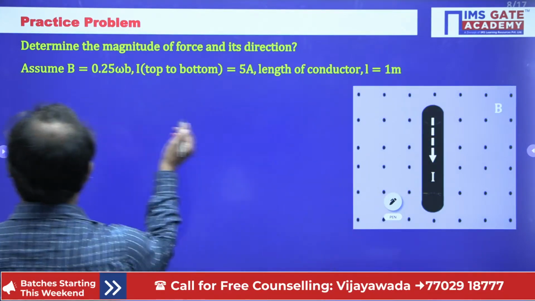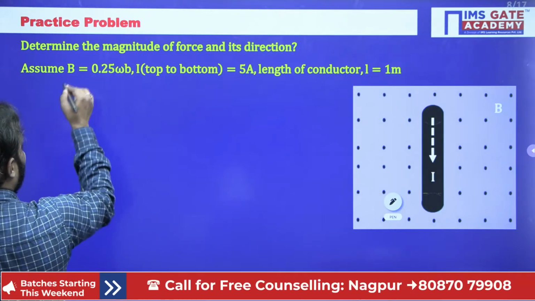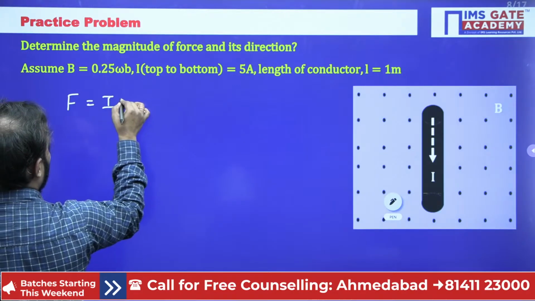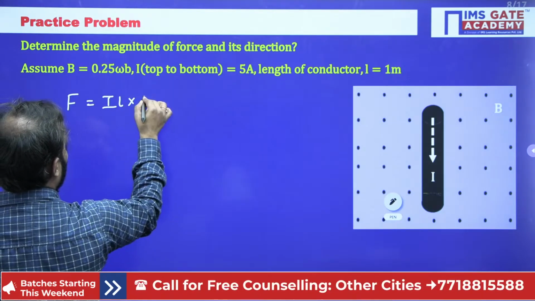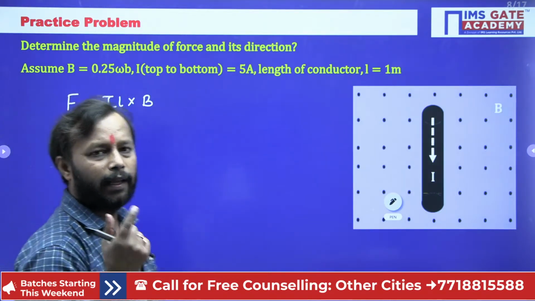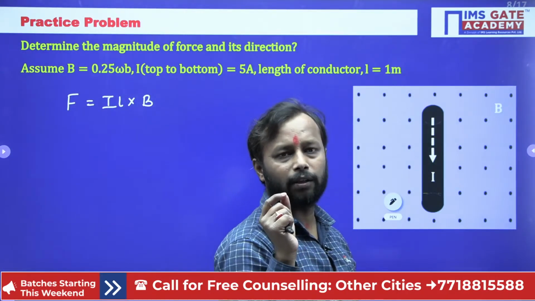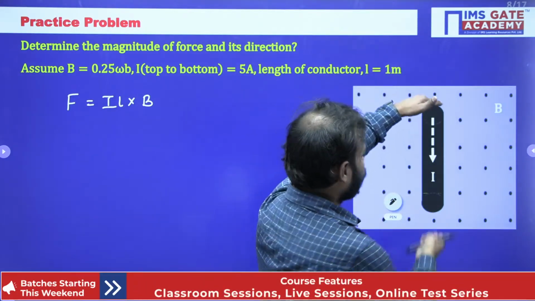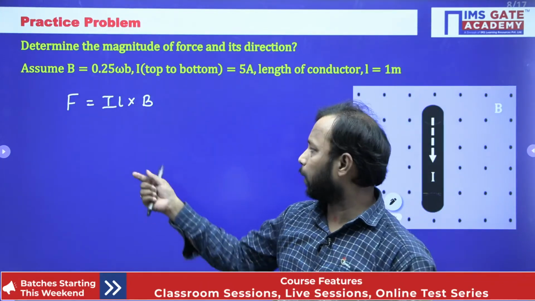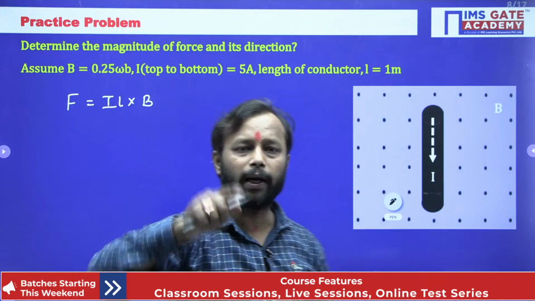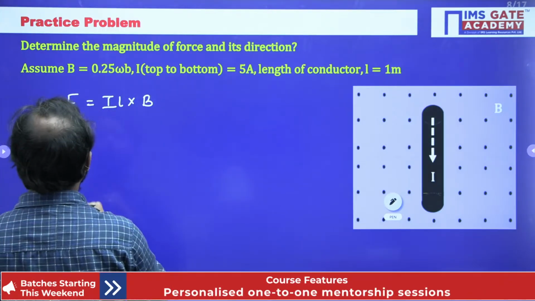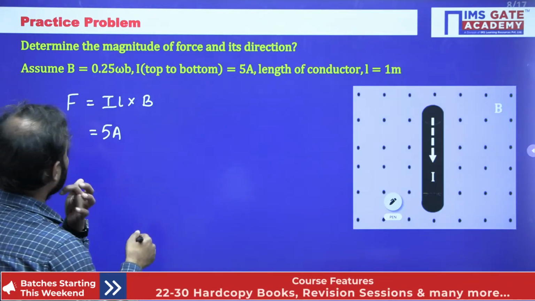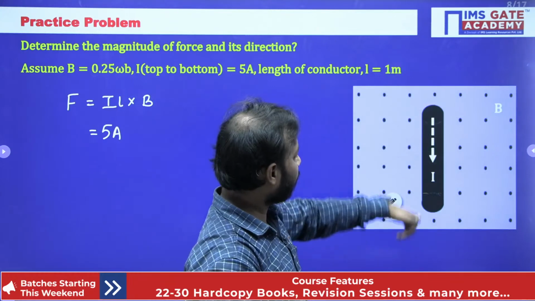So we are provided with the force, then F is equal to I L cross B. DL is what? A small length or some portion of the conductor. Here the total conductor length is given, so I have replaced del L with the complete length. What is the current here that is given? Current here is 5 ampere, which is top to bottom. So what is the direction then here?